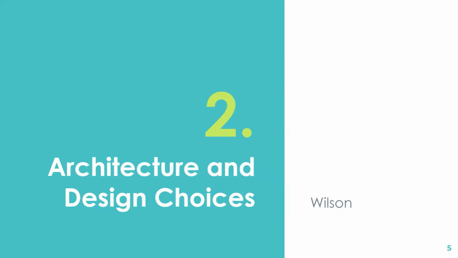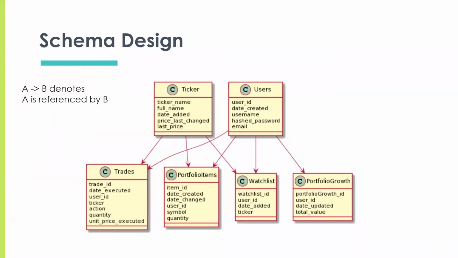Architecture and design choices. So this is the schema of our application. Our app needs to be able to browse through stock tickers, execute trades, see portfolio items, watch certain stocks, and see the growth of our portfolio over time. As you can see, the tables in our schema reflect these functionalities.